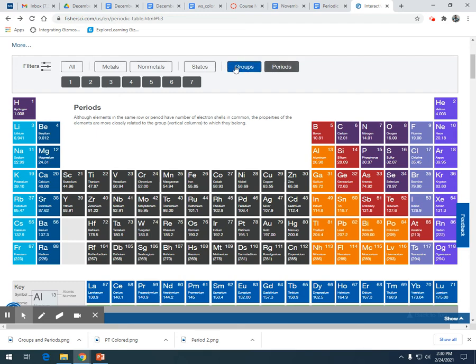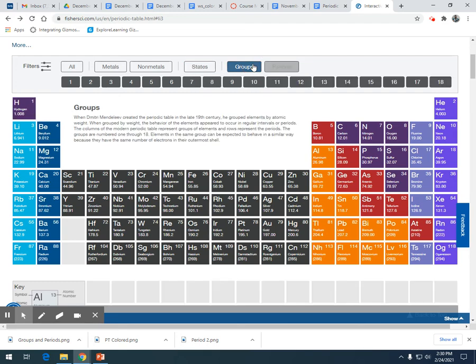So if you start with hydrogen, hydrogen is in period 1. There's only one other element that's in period 1, and that's helium. There are only 2 elements in the first period? Why is that? Well, that's because the first electron shell, the first orbital, remember from Schrodinger, only holds 2 electrons.